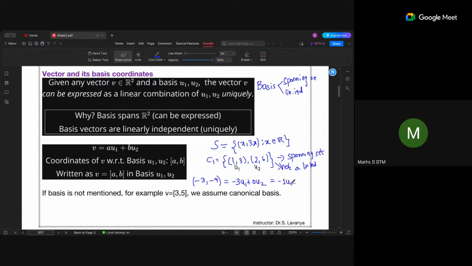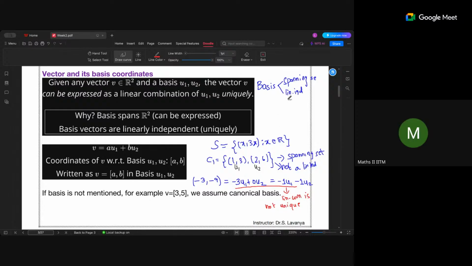Minus 1 U1 minus 1 U2. Yes or no? Yes, ma'am. That's correct. So is this linear combination unique? No, because we just got multiple. Yes. So we observe that this linear combination is not unique. Okay. So if we don't have linear independence, the linear combination will not be unique.